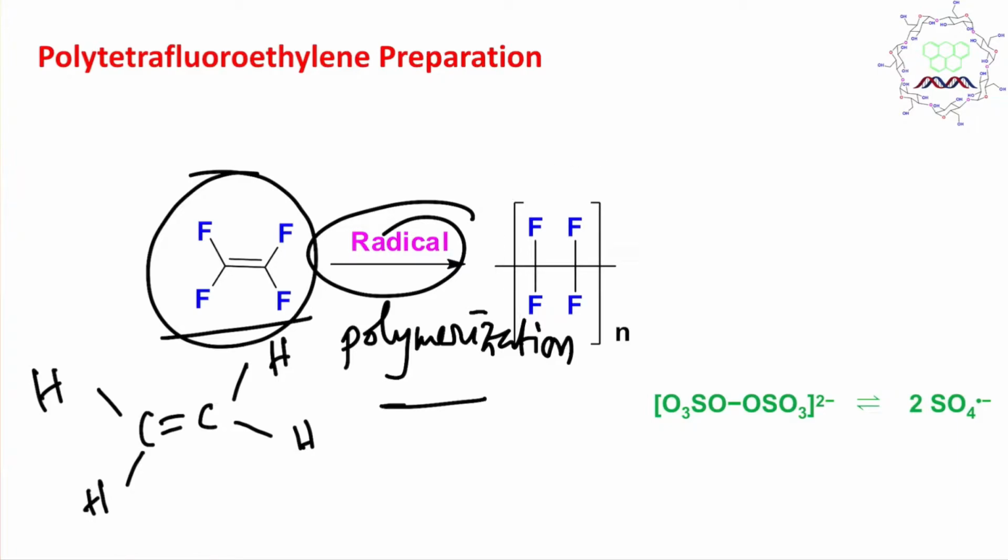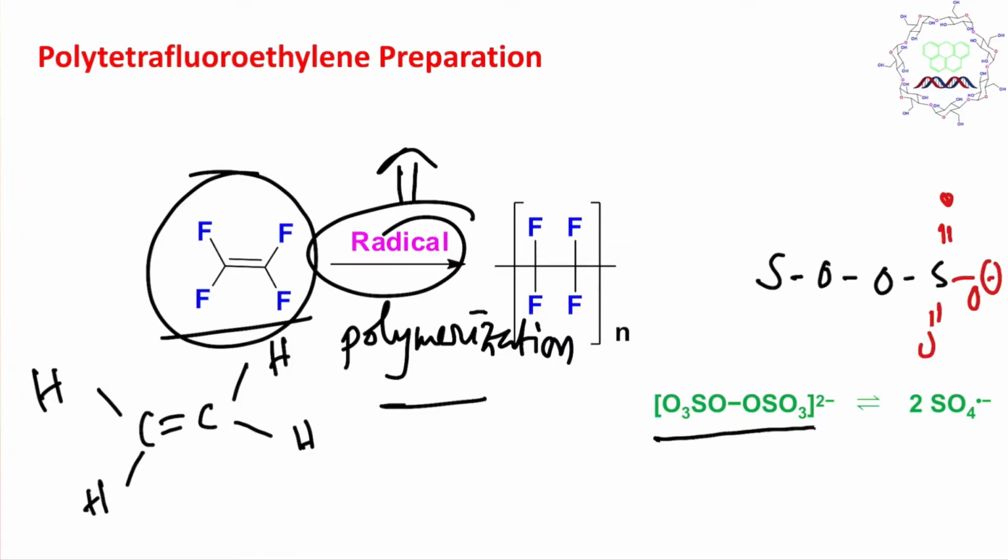Now, in this case, as I told, it's a radical polymerization. So what is used as the radical initiator or source? For that purpose, peroxydisulfuric acid is used. The structure of this reagent is this one, you can see. So there are O minus groups here, and in this case you can see there is actually a peroxo linkage.